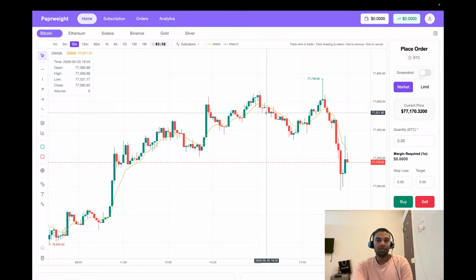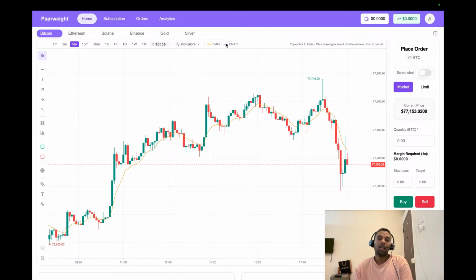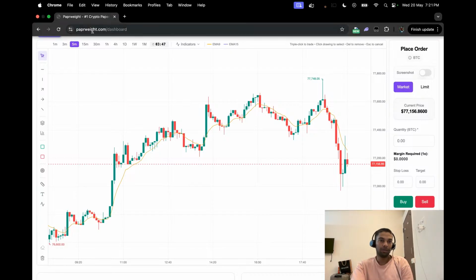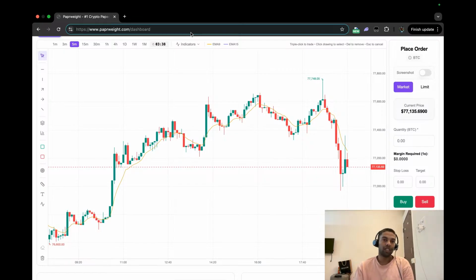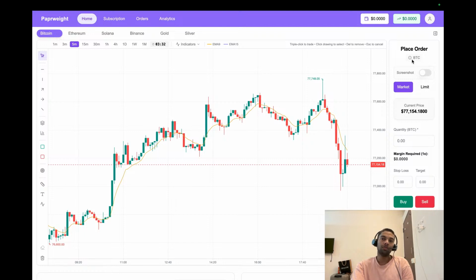Guys, this is my dashboard. If anyone wants to trade or practice, they can just come to this website, paperweight.com, just paperweight. You will get a beautiful sign up page, and just register yourself.